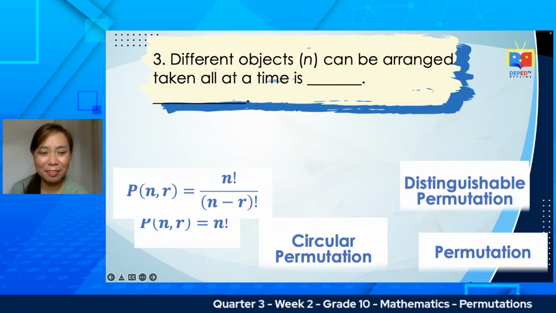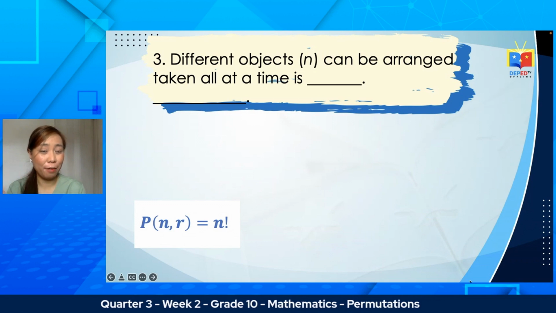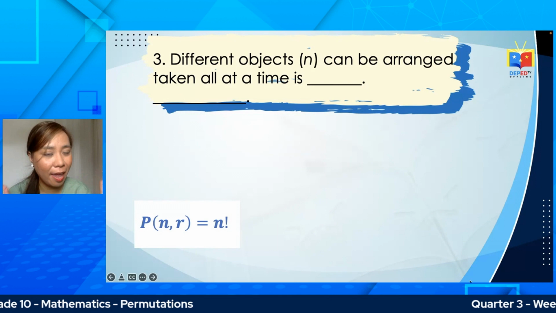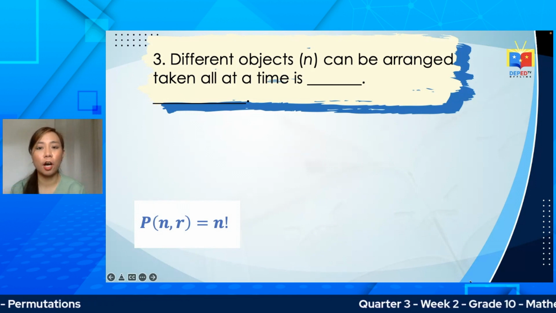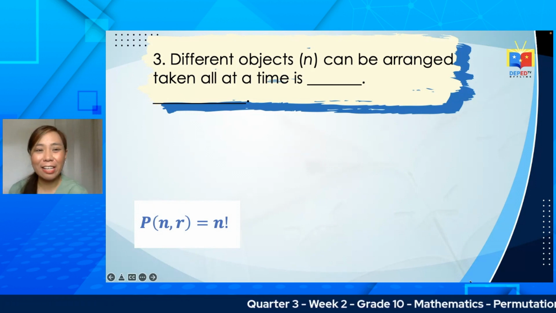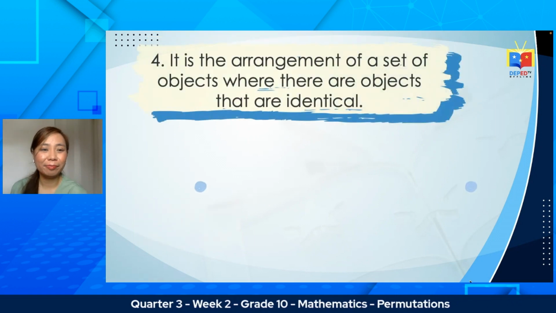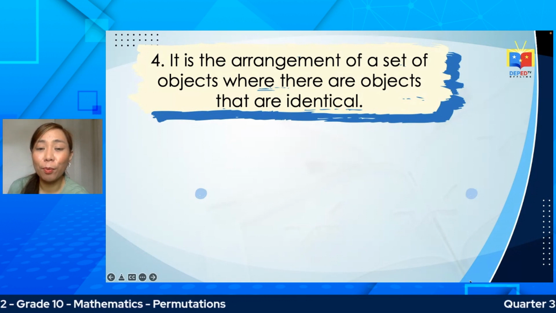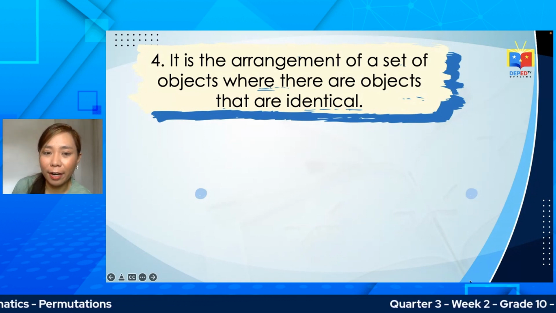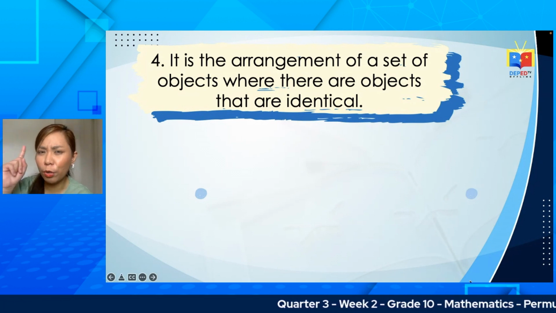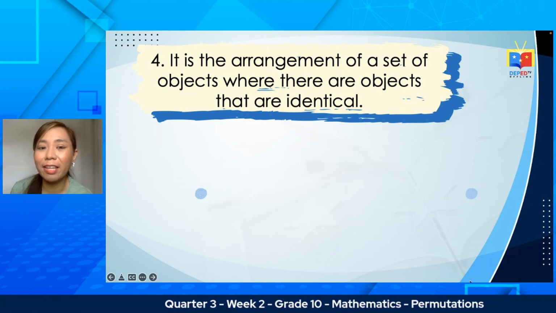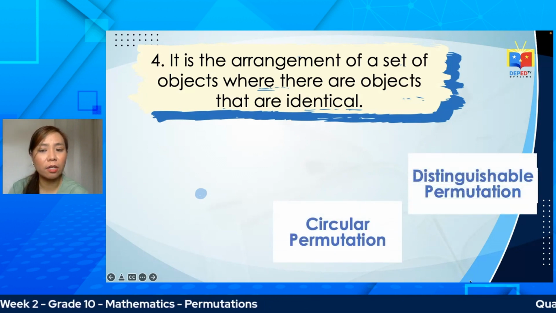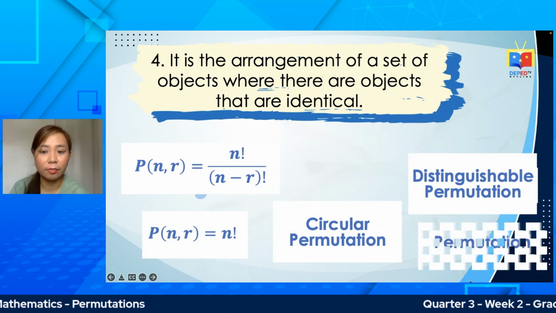And the correct answer is very good. If we have the same number for n and r, we will just be considering the n factorial permutation of the objects. Now let's try the fourth one. It is the arrangement of a set of objects where there are objects that are identical. The clue word, there are identical objects. So again, with all the choices, which is the answer?